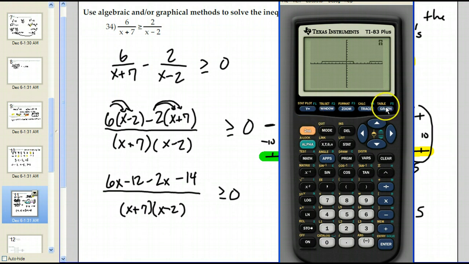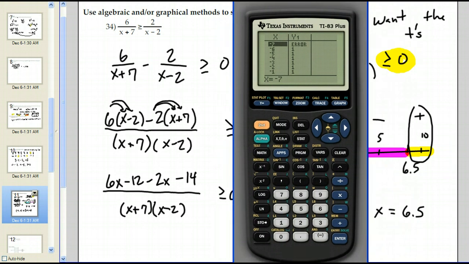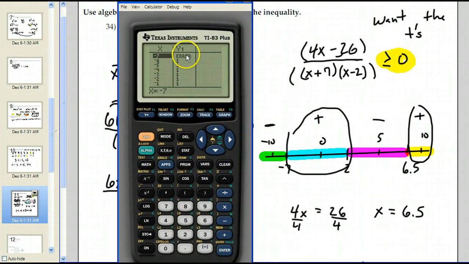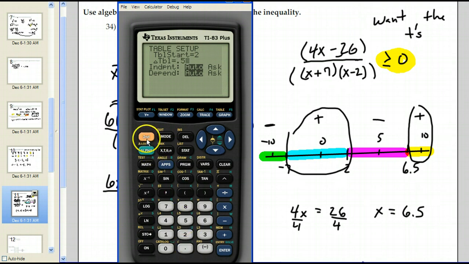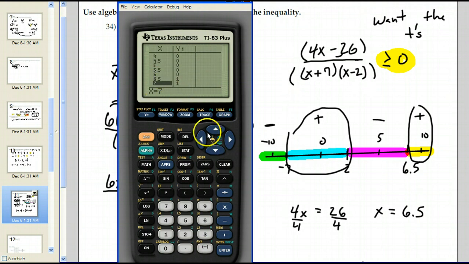Okay, if you go to your table, the ones mean it's true. That means they're part of the interval. Alright, and look where the ones start. They start right after -7. Alright, error at -7 because that causes division by 0. But then ones, meaning that's part of the solution, and then it stops at 2. Alright, and then 0, that's not part of the solution, and then it picks back up between 6 and 7. Now, because 6.5 is in there, you would need to make your table set like 0.5. Right, now you can see that it picks back up at 6.5, and then it starts being true again.